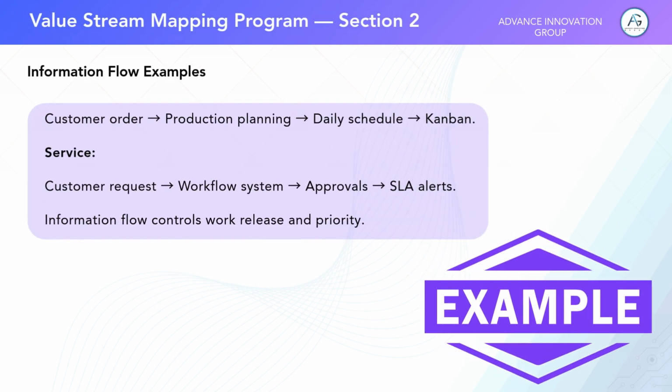This slide shows examples of information flow in both manufacturing and service processes. For manufacturing, it could be customer order, production planning, daily schedule, Kanban. In services, it might look like customer request, workflow, system approvals, SLA alerts. Essentially, information flow determines how and when work is released and prioritized. It's the control system behind the process.